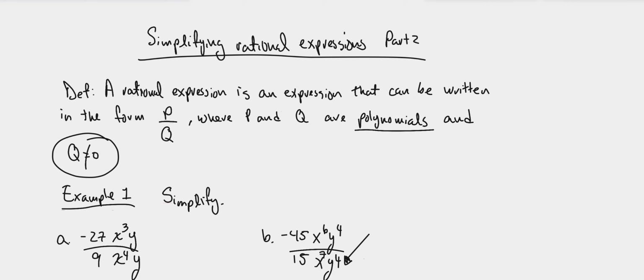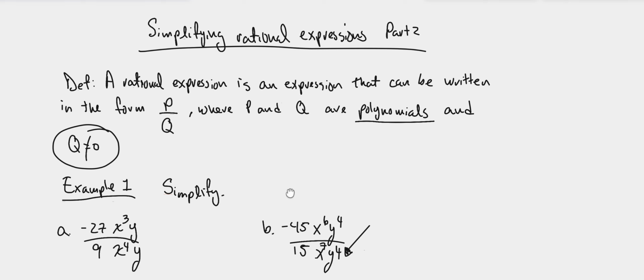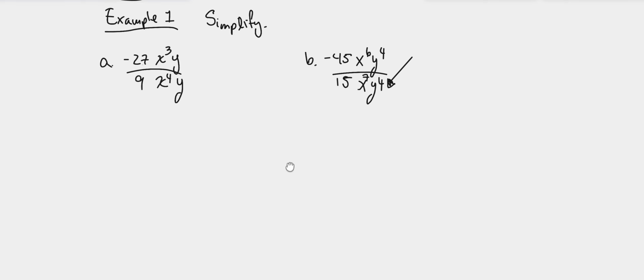All right, let's go ahead and jump into some examples. I'm going to do my best to explain to you how to simplify these rational expressions. Let's start with the first one. We have, I'm just going to rewrite it, negative 27 times x to the power of 3 times y divided by 9x to the power of 4 times y.